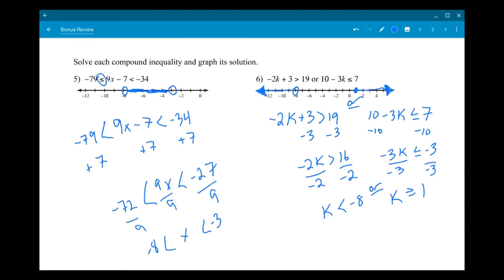Number 5. Thank you, Hayden. I totally missed it. I didn't even see it. You're right. That should be an or equal to there. So that should actually be solid. So Hayden must have been referring to number 5.